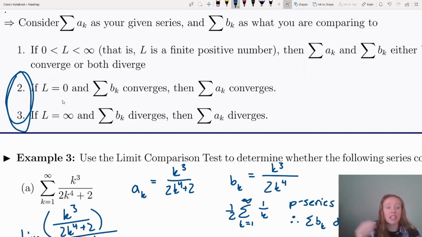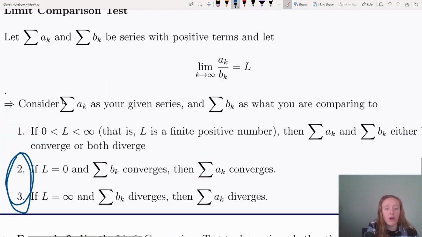Because think about setting up those ratios, when we do the limit of a sub k over b sub k, if b sub k is something that converges and a sub k is smaller than that, taking the limit as k approaches infinity, we're going to go towards 0. Where with 3, if b sub k was something that diverged and a sub k was bigger than that b sub k, then our limit would go towards infinity.